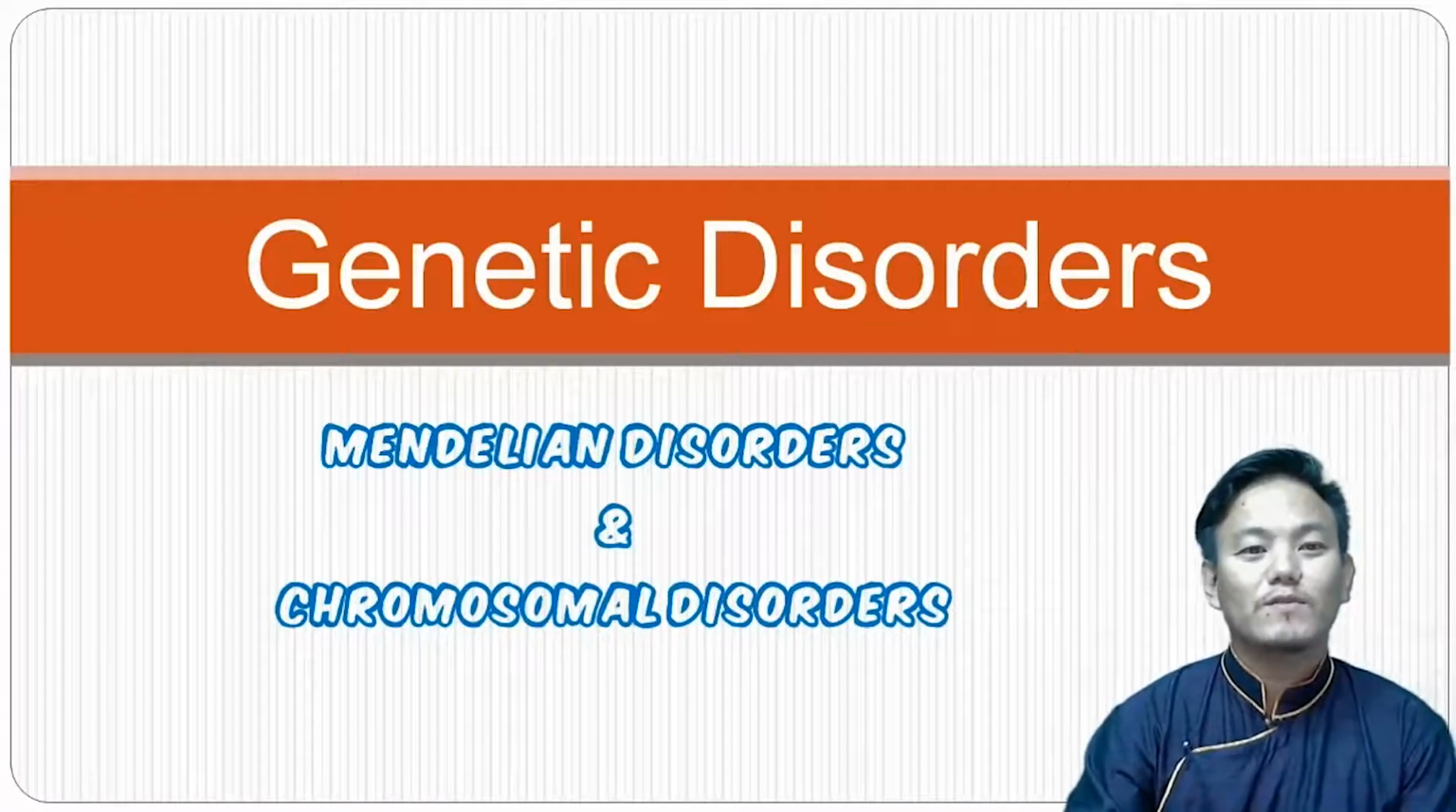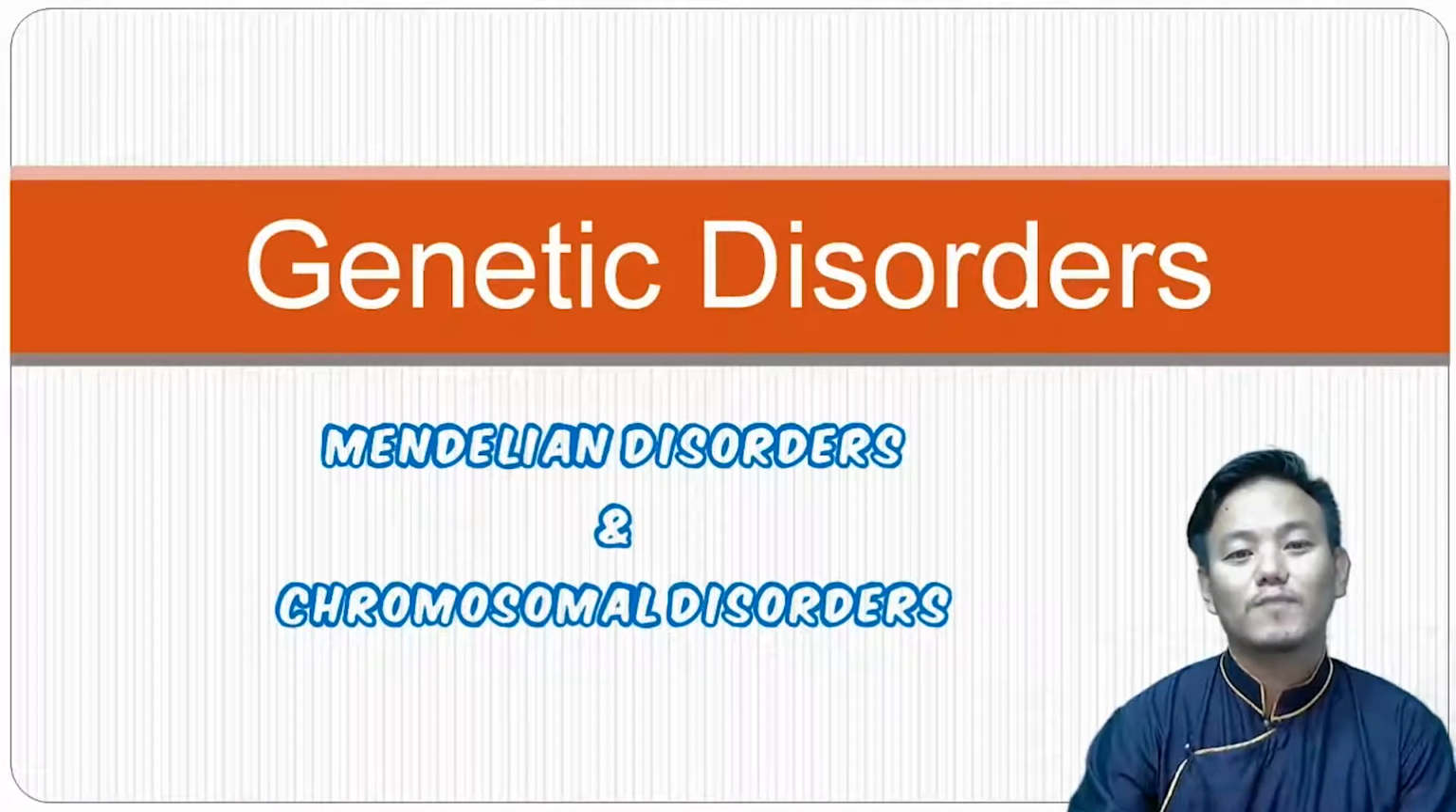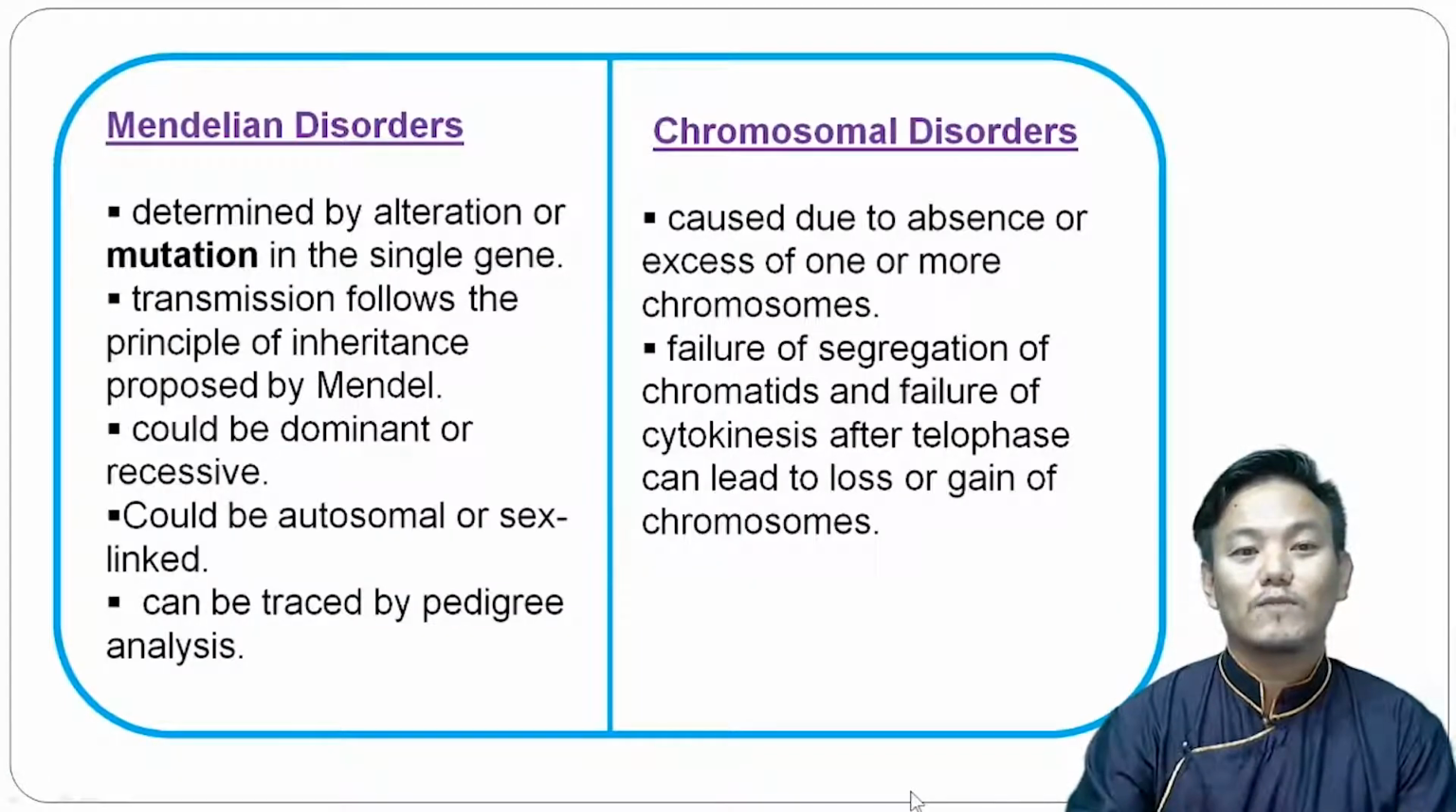In this video we will discuss genetic disorders, and genetic disorders are of two types: Mendelian disorders and chromosomal disorders. So first we will try to know the difference between these two disorders. You can write this table down in your notebooks. We can see the differences between the two genetic disorders.